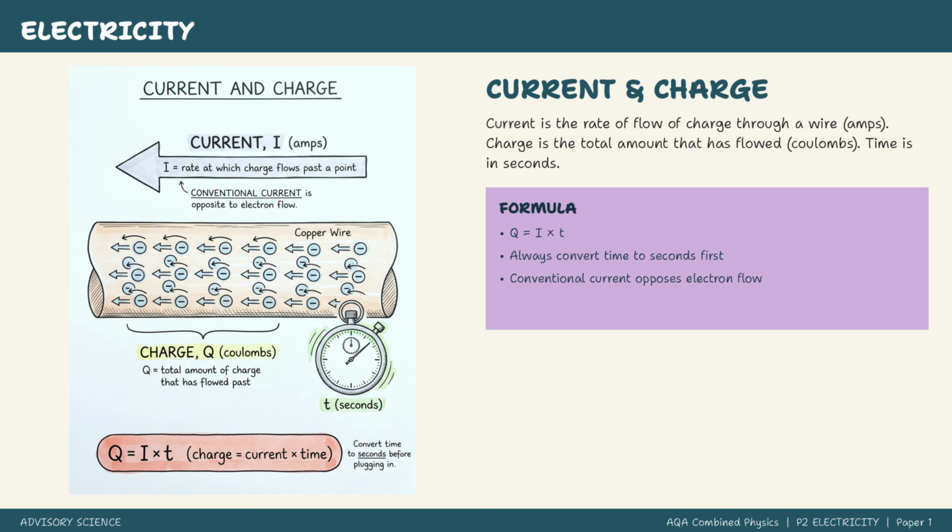Be careful of the time trap in this calculation. Examiners will almost always give you the time in minutes or hours. You must convert it to seconds first by multiplying by 60, or your entire answer will be wrong.